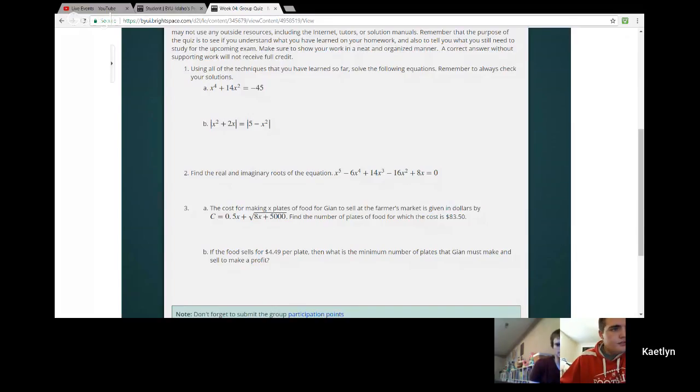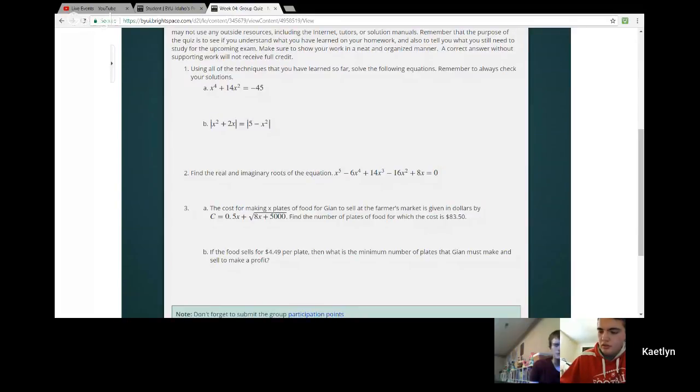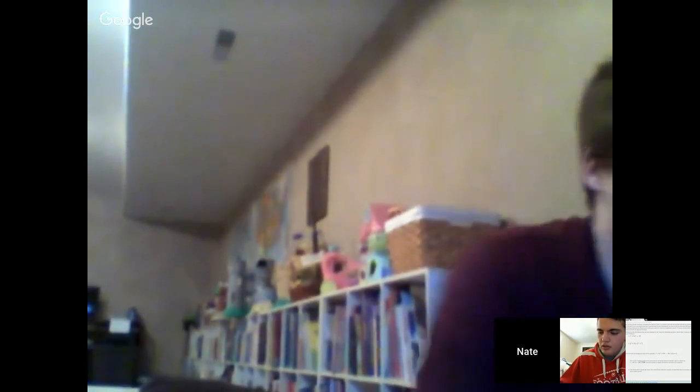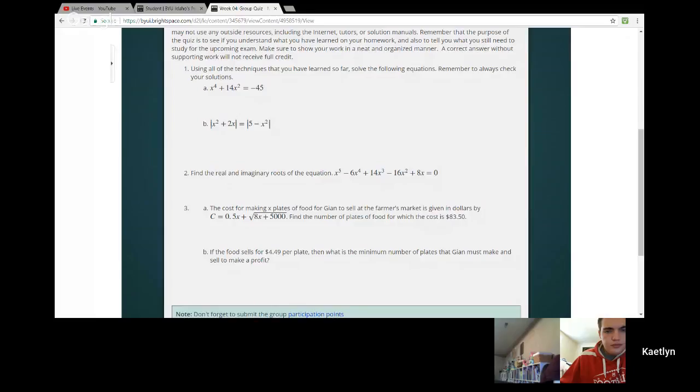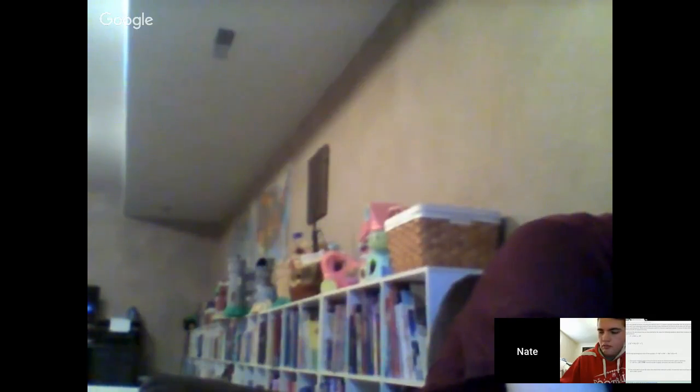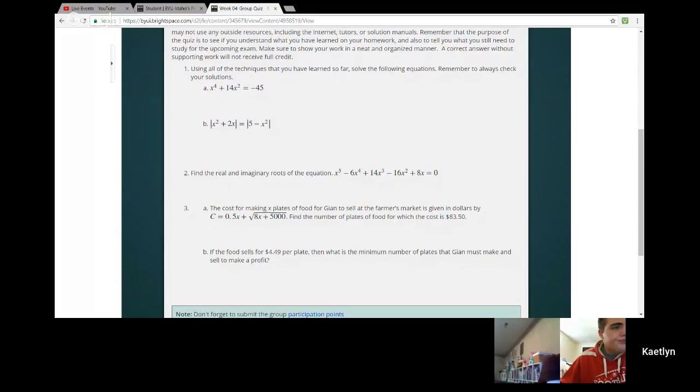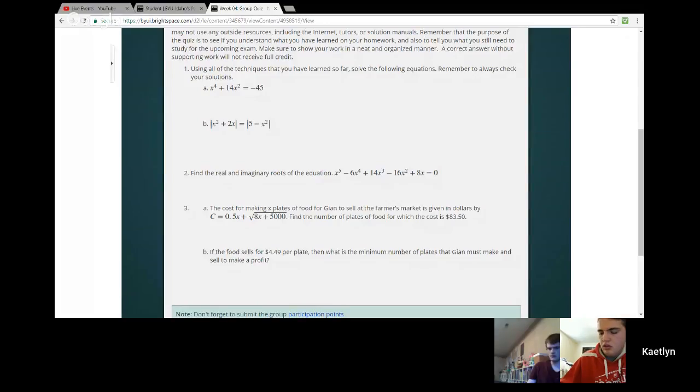Okay, so number 1. Remember to always check your solutions. Yep. Oh crap, this is gonna be fun. So I'm gonna write this out on a piece of paper and then transfer it over once we're done. Okay, so what we want is the degree and then the polynomial. 3 directions, 3 terms, right? So they both have to be plus.